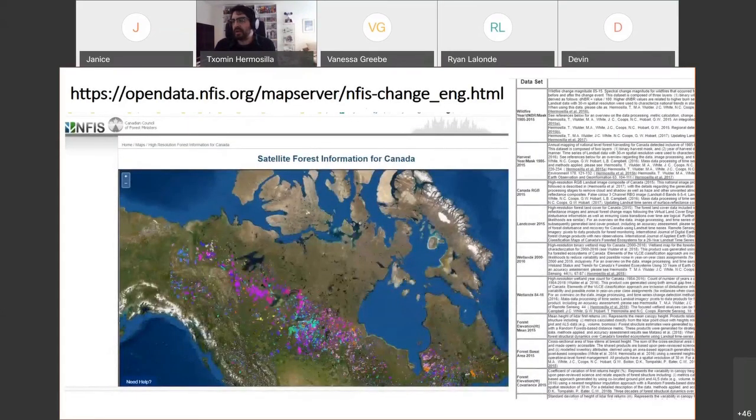A quick reminder, some of the data that we have produced is openly available in the National Forest Inventory System. You can access this website and navigate through it, or if you want to work with it on your local computer, you can download it with the links we provide.